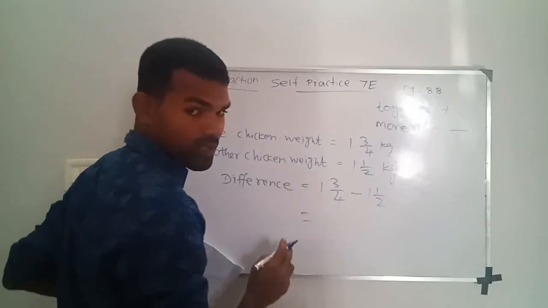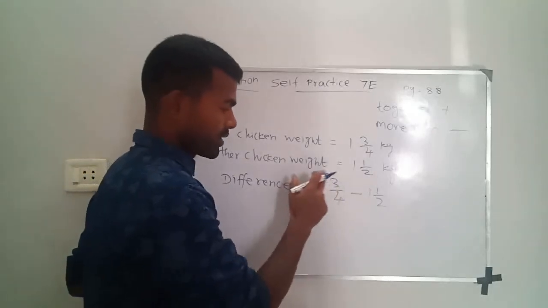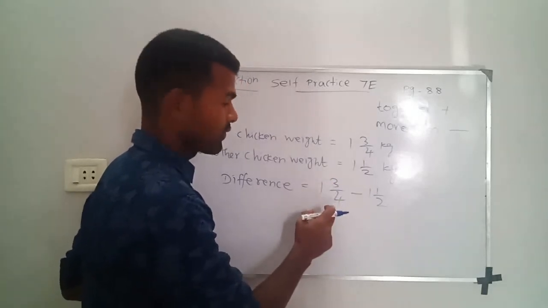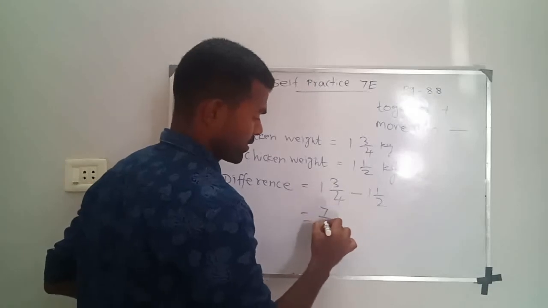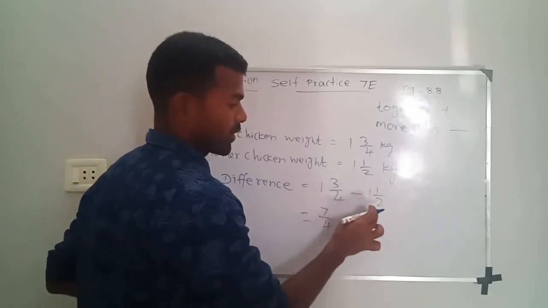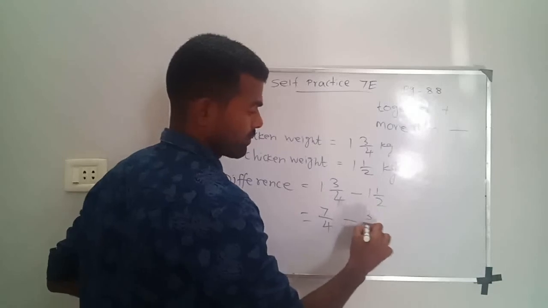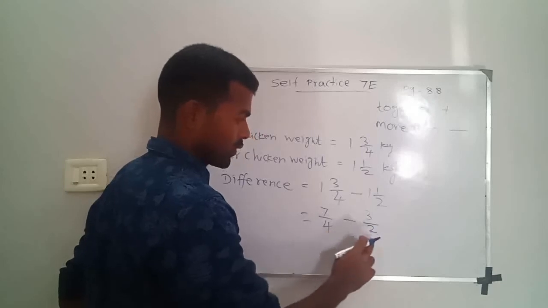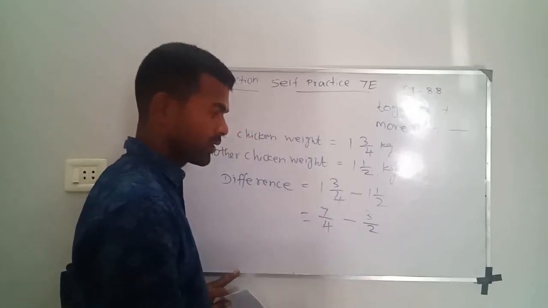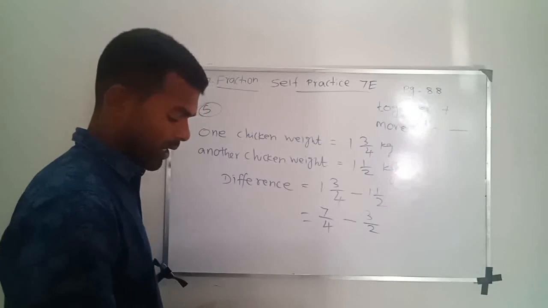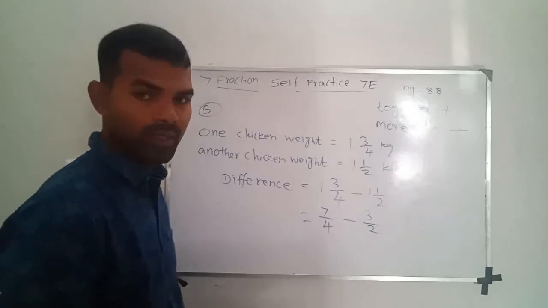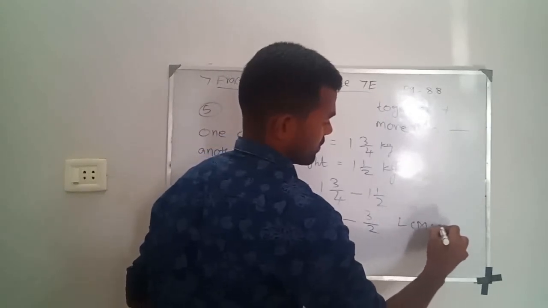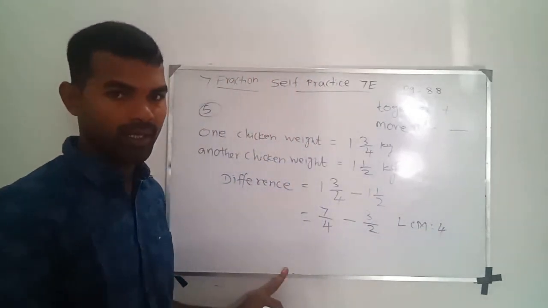Now usually what we will do, convert the mixed number into improper. 1 multiply 4, 4 plus 3, 7 by 4, minus 1 multiply 2, 2 plus 1, 3 by 2. Got it? Now find the LCM of 4 and 2. LCM of 4 and 2 is 4 only. Yes.